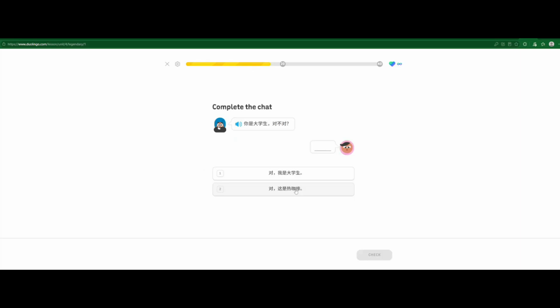I'll say some Chinese if you want to hear me speak Chinese. 对，我是大学生. 对，这是热咖啡. Yes, this is hot coffee. Correct. I am a college student, okay? Or big student, that's the literal meaning. And then I guess this stands for some academic symbol, because Chinese has characters that have general meanings. You add more characters to them and it takes on a bigger meaning.